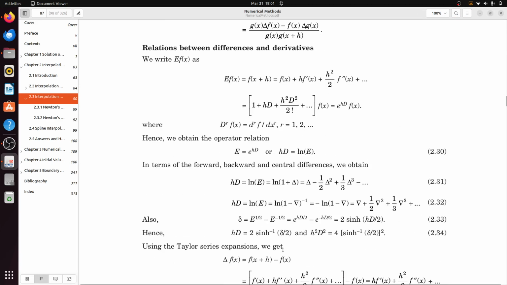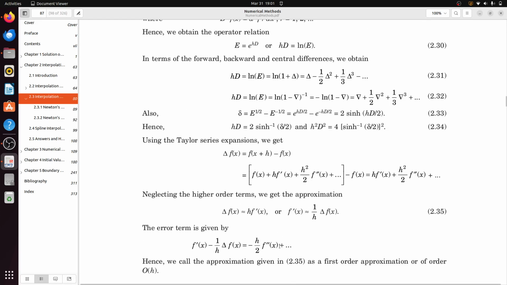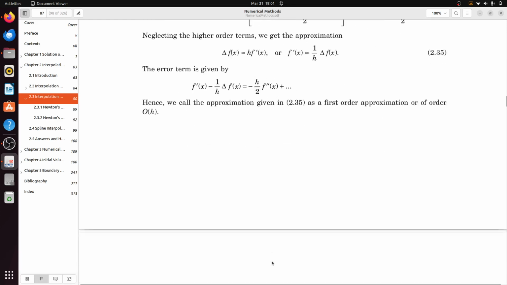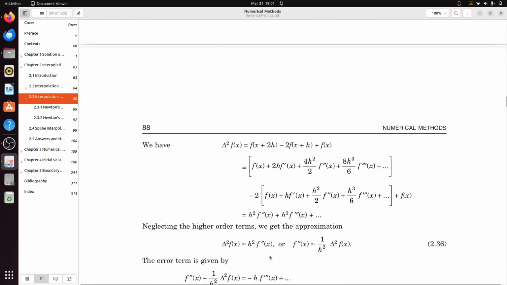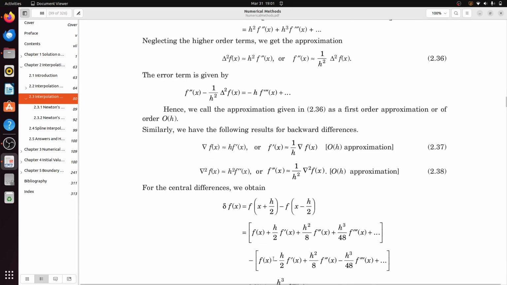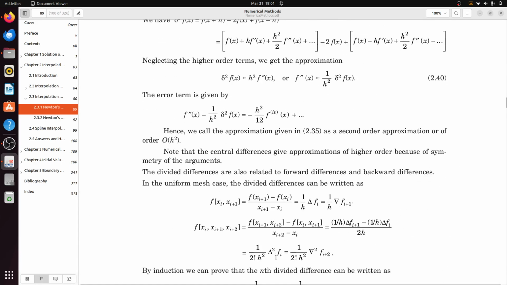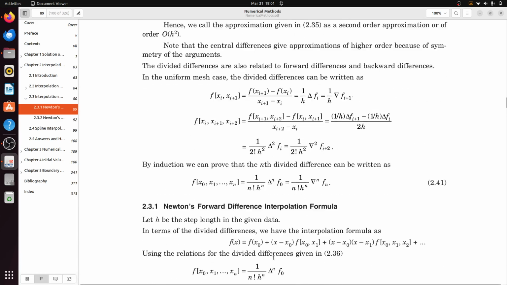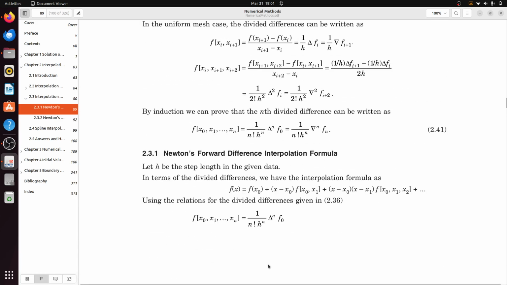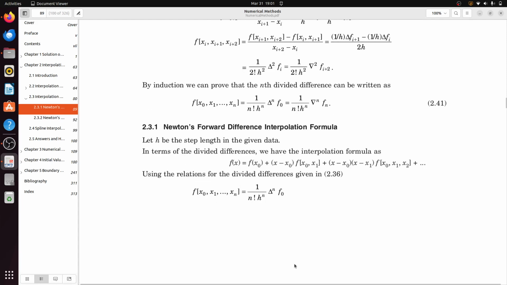I will not go into details that are not required for this course. I will stick with only what is in our syllabus, and these things are not in our syllabus. Next we will move to Newton's forward difference interpolation formula.